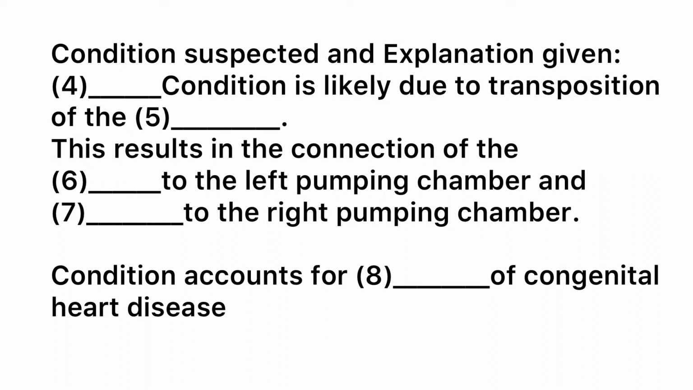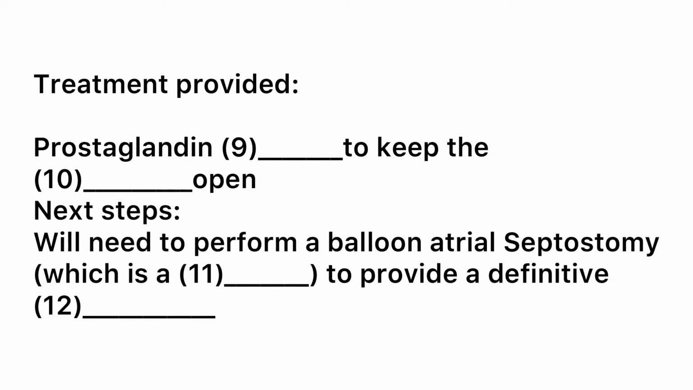How common is this? Transposition of the great arteries accounts for up to 5% of congenital heart disease, and it's the most common cardiological cause of cyanosis in newborns. And how is it being treated? We started a prostaglandin medicine to keep the ducts open because it closes naturally after birth. We will also need to do a balloon atrial septostomy, which is a surgical procedure in which a small hole is created between the upper two chambers of the heart, the atria. This will improve the mixing of oxygenated and deoxygenated blood at the atrial level, but ultimately an atrial switch operation will need to be performed to provide a definitive correction.